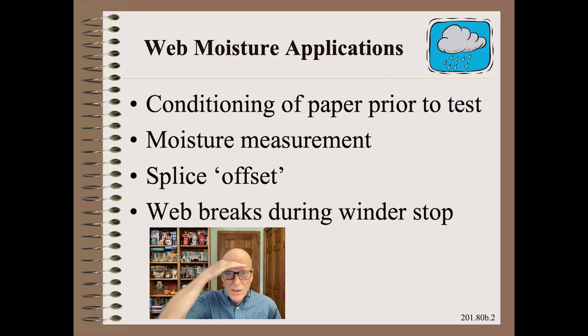We will be exploring several web moisture applications in this show. The first is conditioning of paper prior to testing. Then we will briefly discuss just some of the challenges of measuring web moisture. Also note that we have similar challenges measuring web temperature. Then we will discuss two winder defects that directly result from moisture changes: the splice offset, and web breaks during winder stop.